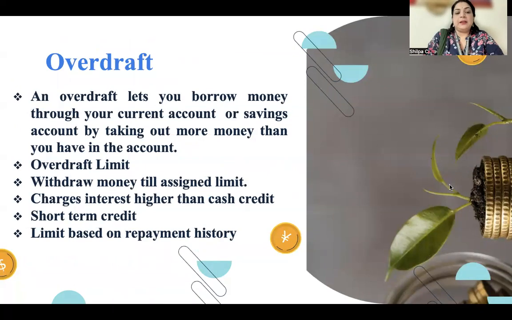So how does the bank grant the loan? The first one is through an overdraft. An overdraft lets you borrow money through your current account or savings account by taking out more money than you have in the account.